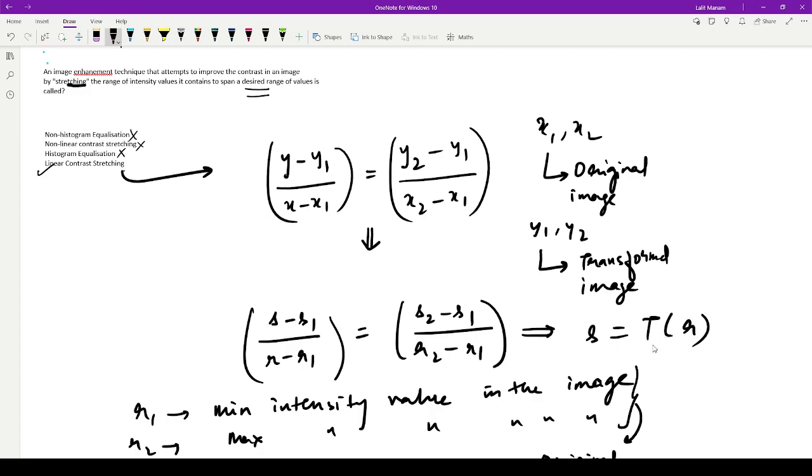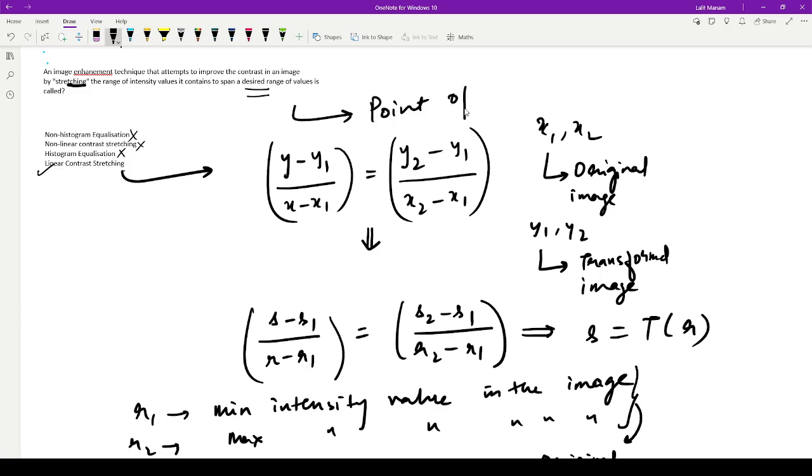So once you define the transformation here, it's not dependent on neighborhood pixels. Yes, it depends on the overall image range, which is fine, but not on neighborhood pixels. Why? Because R1 and R2 are the minimum and maximum intensity values. S1 and S2 are the minimum and maximum intensity values of the whole image and not the patch. So once this is defined, it is a point operation.